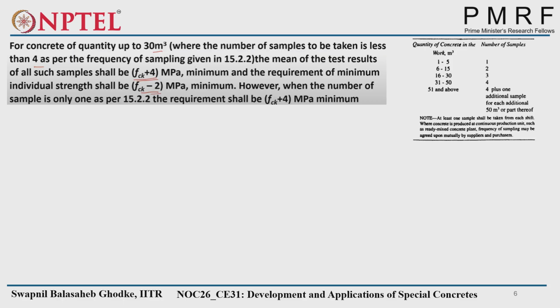But why do we use only 3 cubes? Because the code has given some guidelines based on the quantity of concrete in the work in cubic meters. If 1 to 5 cubic meters of concrete is being cast, the code says one sample should be sufficient. For 6 to 15, 2; 16 to 30, 3; 31 to 50, 4; and 51 and above, 4 plus 1 additional sample for each additional 50 cubic meters or part thereof.